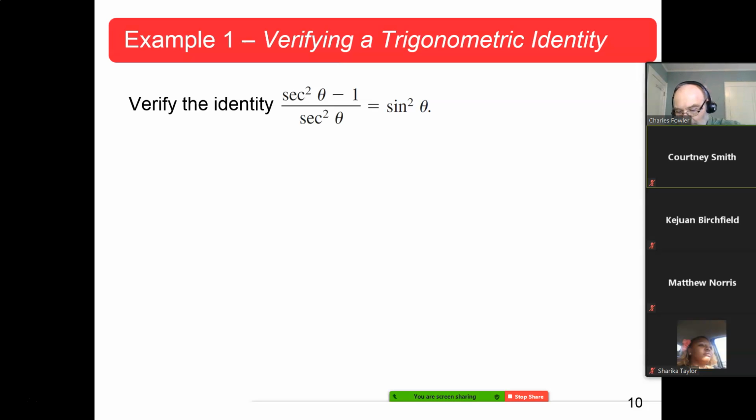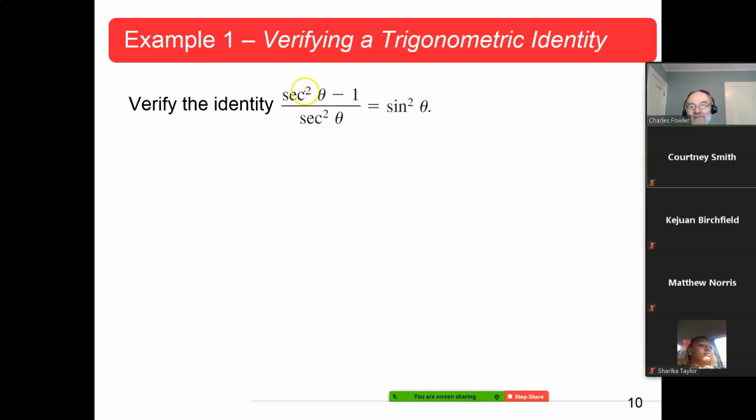Let me get my pad and pen here. Try to verify this identity. Now here are the things I note. You have a bunch of squares here. That leads me to say let's think in terms of Pythagorean identities. If you didn't have any squares there, not a good idea. But when you have the squares there, think in terms of Pythagorean identities.